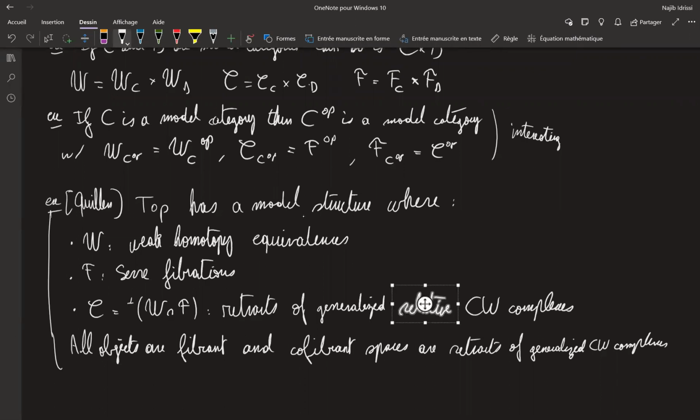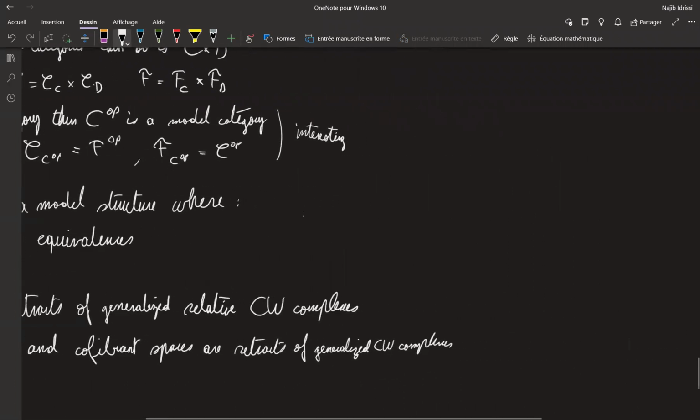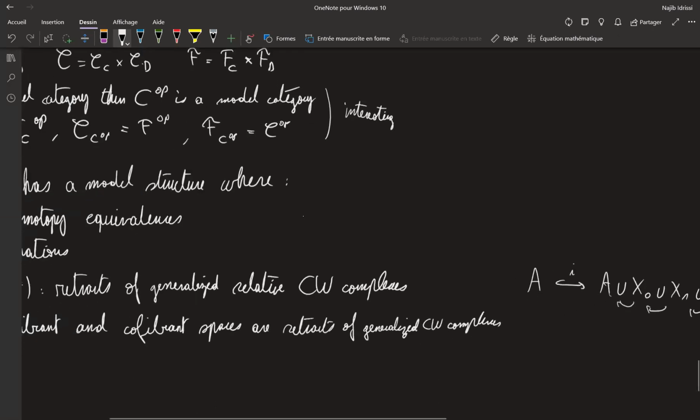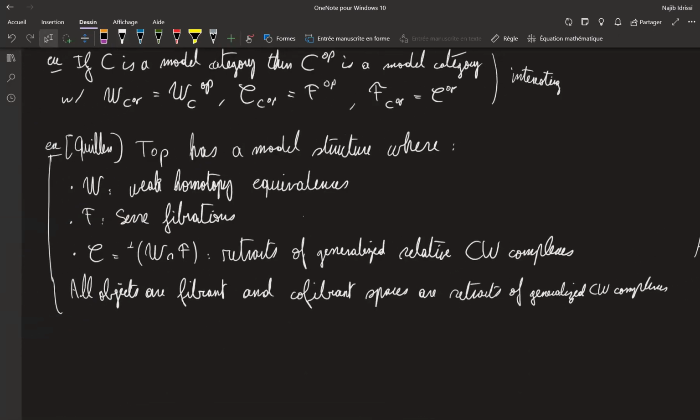Here, relative CW complex means that you start. So a cofibration is something which has the form A, included in A union X0 union X1 union and so on, where X0, X1, and so on are obtained by gluing cells to a previous thing, right? So this is a cofibration. But the maps are just continuous maps. Okay? Does this answer the question?